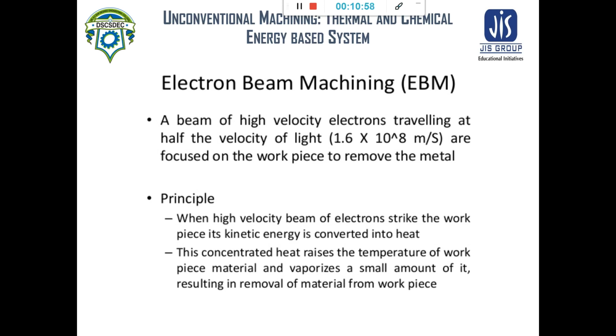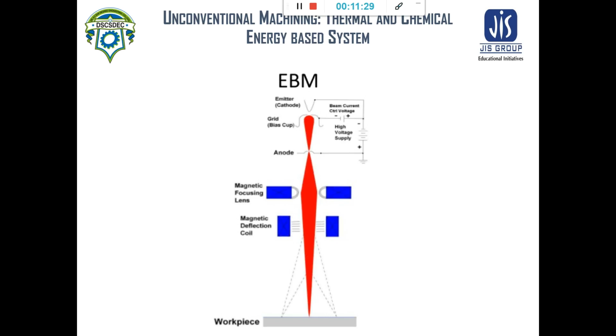The main working principle is, when the high velocity electron beam strikes the workpiece, the kinetic energy in the electron beam is converted into heat, and this concentrated heat raises the temperature of the workpiece and vaporizes a small amount of it, resulting in removal of material by evaporation from the workpiece. So this is the principle of electron beam machining.